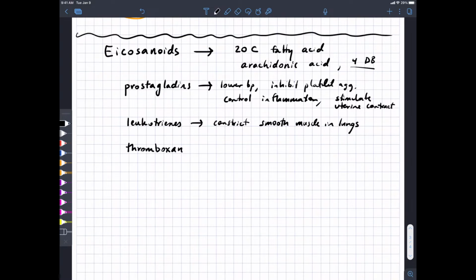Do you need to memorize these functions? No, I haven't. That's why I'm copying them down from my notes. These can trigger platelet aggregation. Platelet aggregation is called thrombosis, and so it makes sense that the thromboxanes would promote platelet aggregation. It can have effects on blood pressure as well.